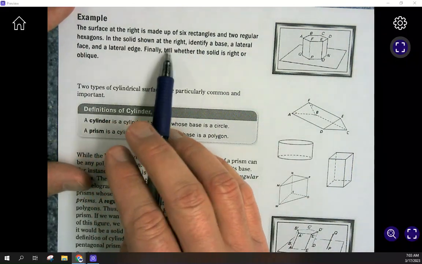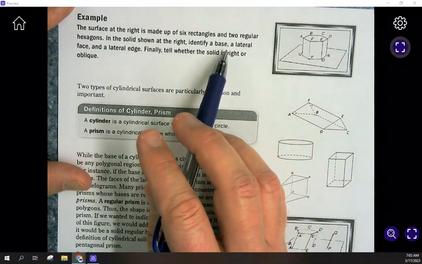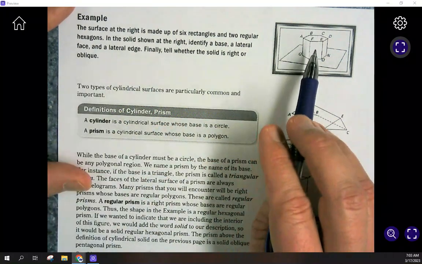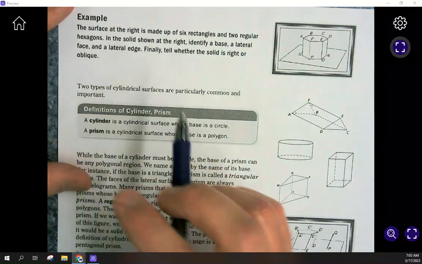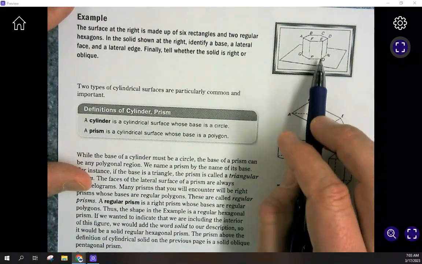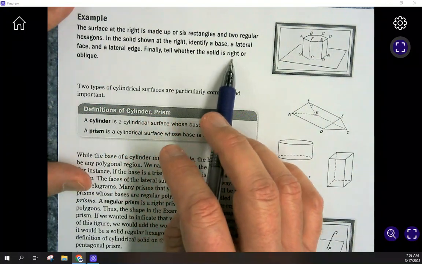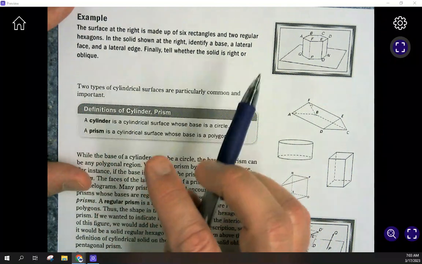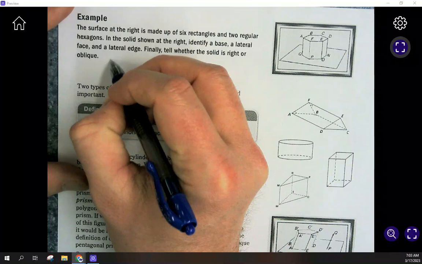So in the solid shown at the right, identify a base, which we just talked about. It's either one of those hexagons, a lateral face, one of these rectangles on the side, and a lateral edge, which is the edge that connects one lateral face to another lateral face. And then finally, tell whether the solid is right or oblique. So let's do this one at a time. First, let's identify a base.